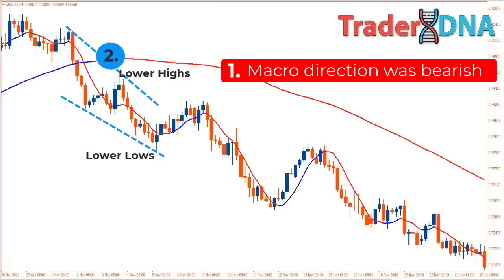Number 3. During the pullback that followed, a short setup presented itself as price closed below the 21-period non-lagging moving average. Holding the position until the end of the downswing led to solid profits.